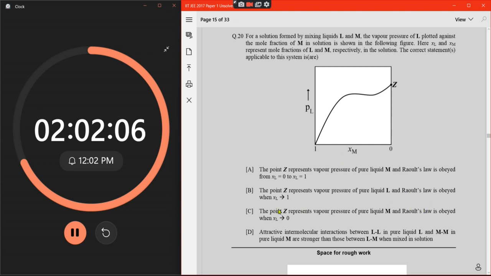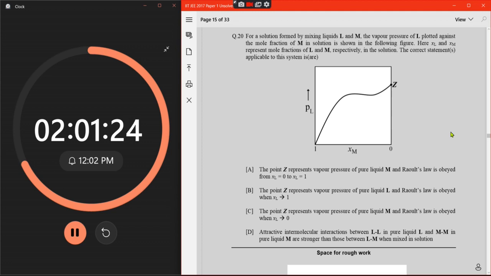Raoult's law is obeyed when XL approaches 1. Then Raoult's law is obeyed. XM approaches 0, and at that point Raoult's law is obeyed, you mean like for PL? Okay, so pressure of L is proportional to P naught. Yeah, that does look correct. So B is correct. Training answer B.